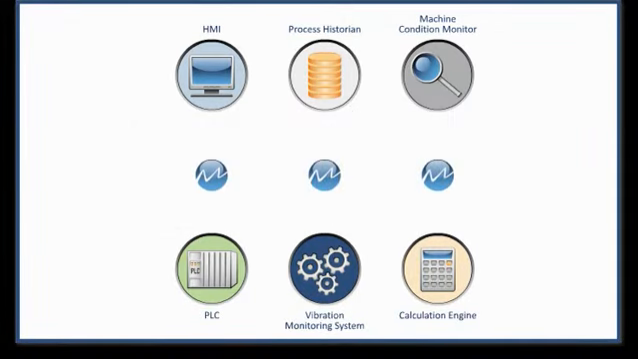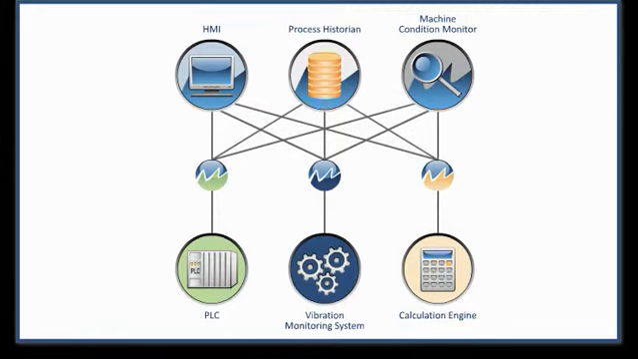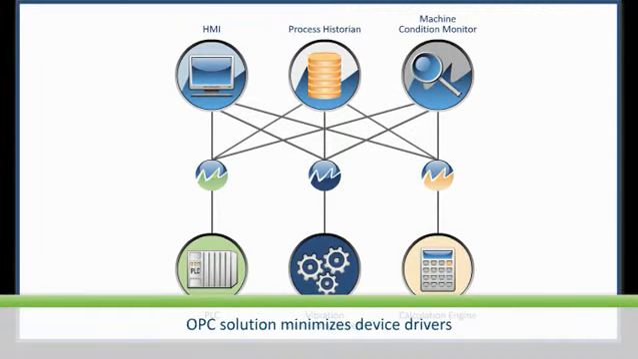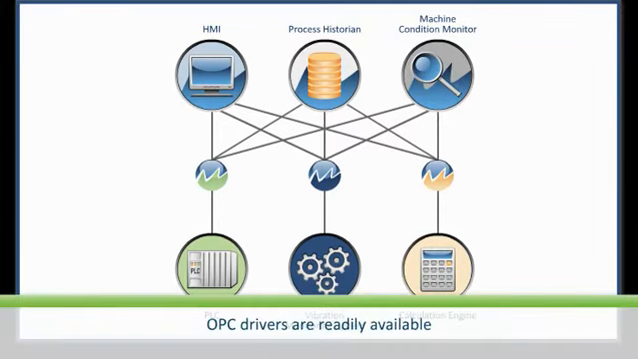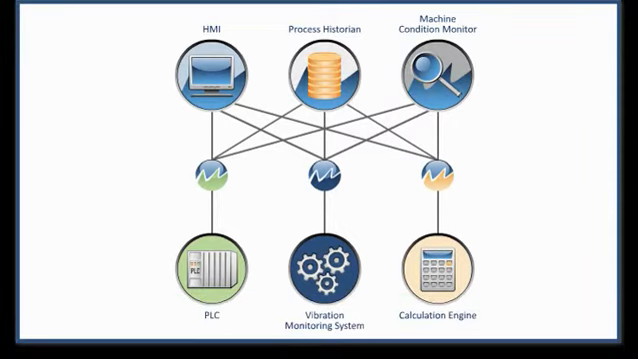Now let's take a look at the OPC solution using the same data sources and software applications. Here, we used one OPC server for the PLC, one for the vibration monitoring system, and one for the calculation engine. Since the HMI, process historian, and the machine condition monitor already supported OPC, we only needed 3 interfaces, which was 1/3 of the proprietary method. Because OPC is a popular communication standard, the interfaces were available off the shelf, so no custom software development was needed. Notice that there is only one connection between each OPC server and its corresponding data source.